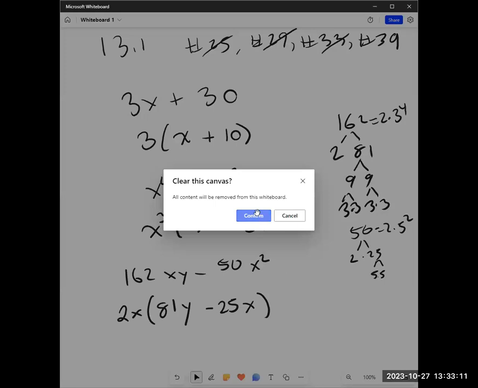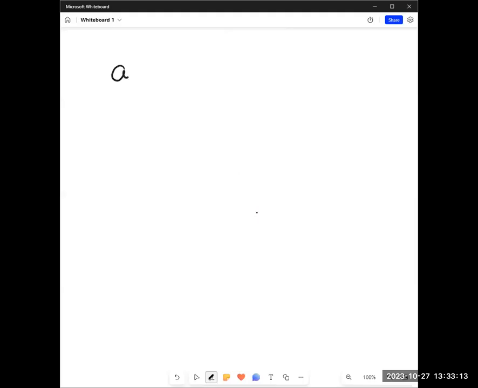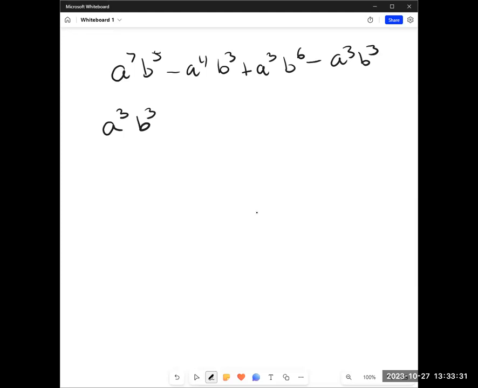One last problem here. A to the seventh, b to the fifth, minus a to the fourth, b to the third, plus a to the third, b to the sixth, minus a to the third, b to the third. My GCF is going to be a to the third, b to the third.